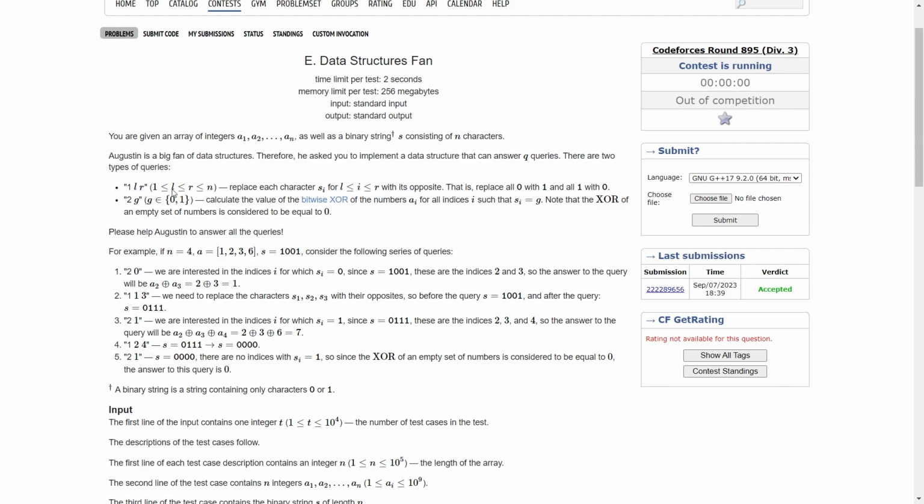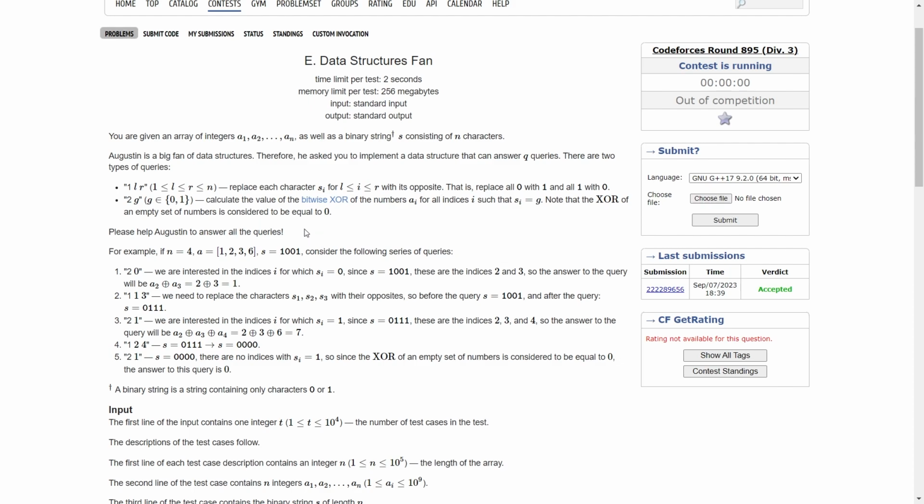So this problem says that we have been given an array of integers and a string s consisting of binary characters. So those characters are going to be 0 or 1. Now there are two types of queries. The first query is 1 L R. So in this particular query, we have to flip all the bits in the string in the range L to R. That means all the characters in the string that are 0 will be replaced with 1, and all the characters that are 1 will be replaced with 0.